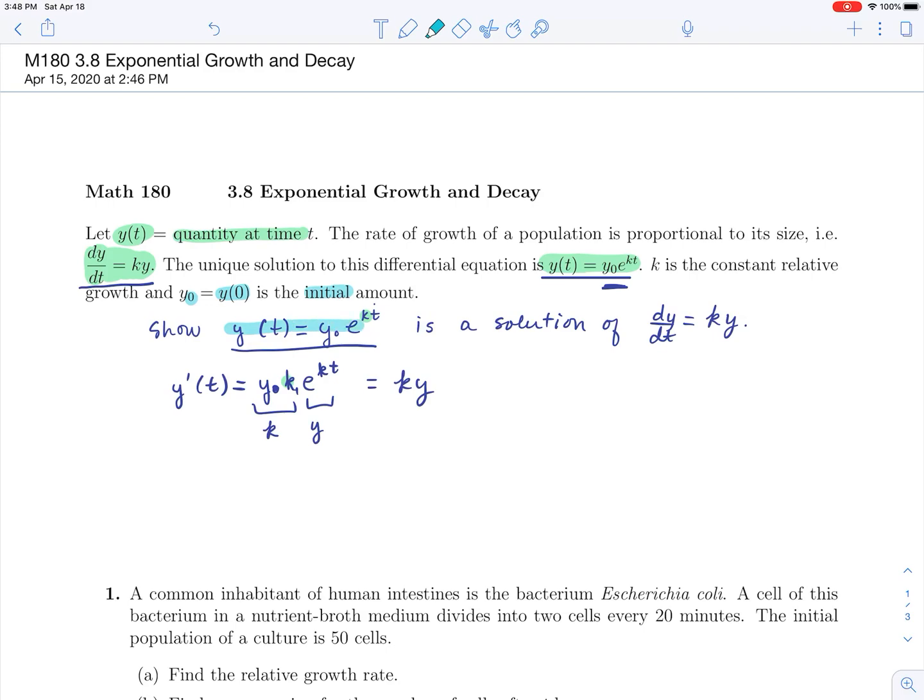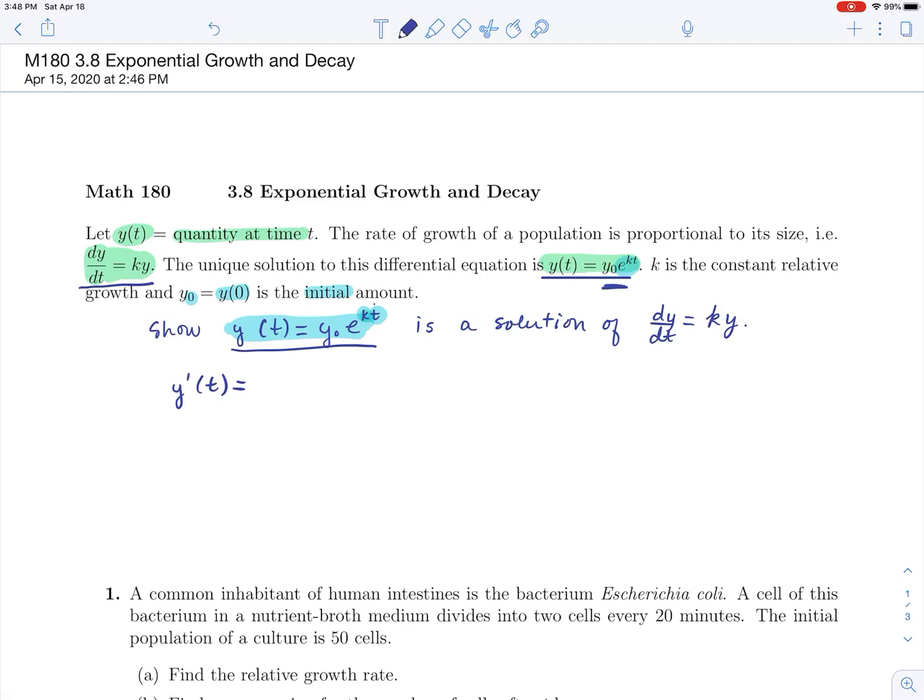when we take the derivative of this function here, we get y naught, the independent variable is t, so we get y naught times k, because of chain rule, times e to the kt, and e to the kt is y. This actually is a little bit not quite right, the way I wrote this out, so let me go ahead and erase it.